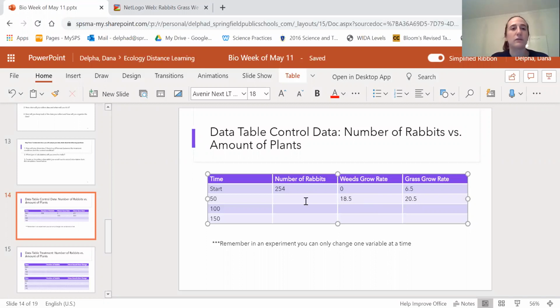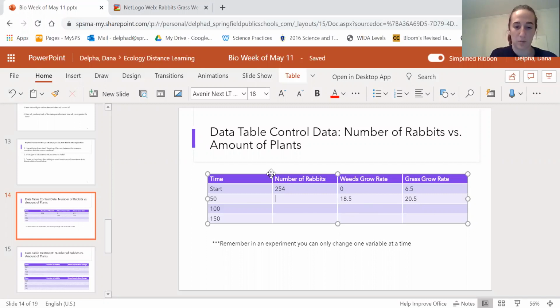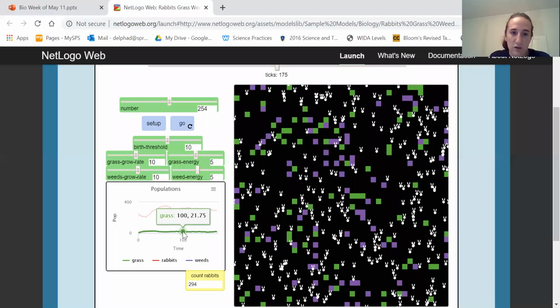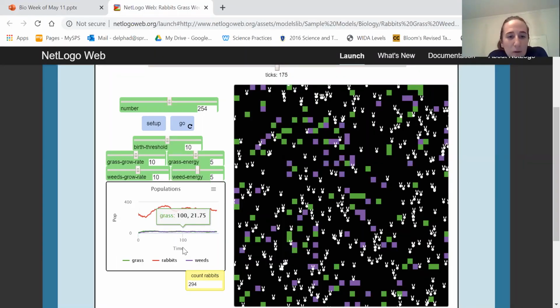And the amount of rabbits at 50 is 336. So we went up. All right, so now we look at 100. At 100, my grass is 21.75. And my weeds at 100, oh, I just had it.